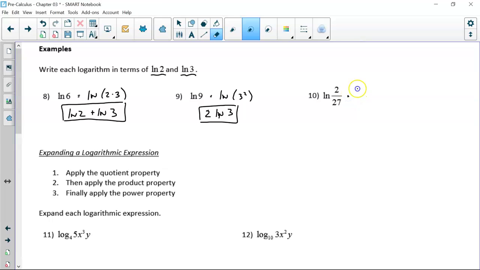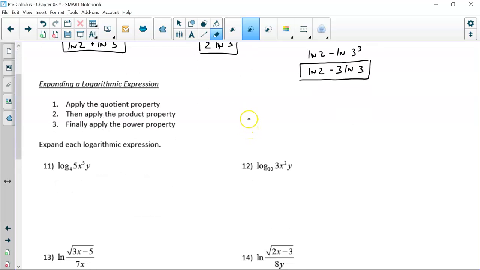And then for the last one, it's the natural log of 2 over, and 27 is 3 to the third power. So what we have here, using that quotient property first, the natural log of 2 minus the natural log of 3 to the third. Now we have to use the power property as well. So it's the natural log of 2 minus 3 times the natural log of 3. That's rewritten. Once again, you can type those into your calculator and see that they are equivalent. That's the purpose of those problems. Now we're going to look at expanding using these properties.